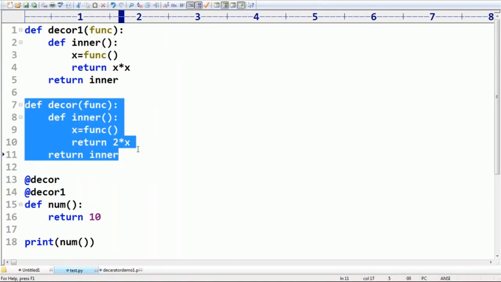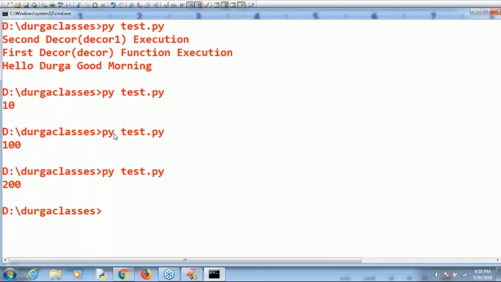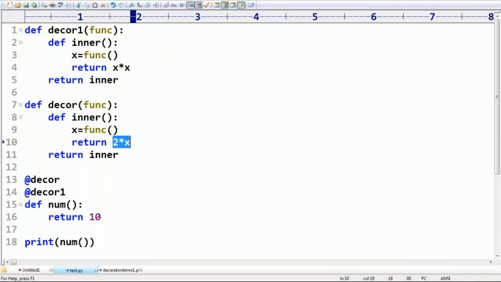I created this example on the fly, but from the examples we discussed in the last batches, I hope it always executes the inner decor first, and then the outer decor. Inner decor means decor1, so x into x means 100. Then 2 into x means 200. Yes, we are getting the doubt. So in which order are these decorators executing?